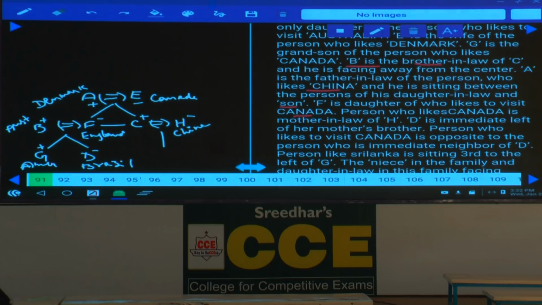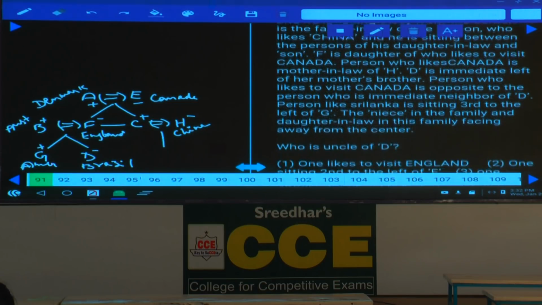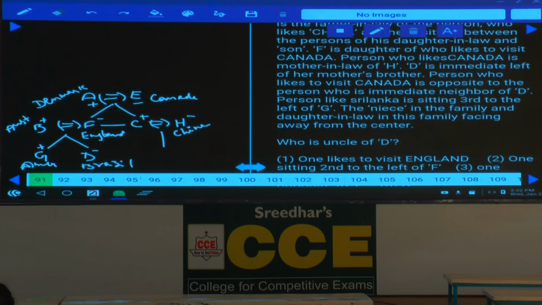D is the immediate left of her mother's brother, which means C. D is to the immediate left of C. Then next one. The person who likes to visit Canada is opposite to the person who is an immediate neighbor of D. The person who likes Sri Lanka is seated third to the left of G. Then who is from Sri Lanka? This C is from Sri Lanka.